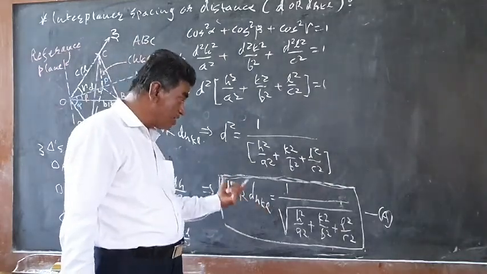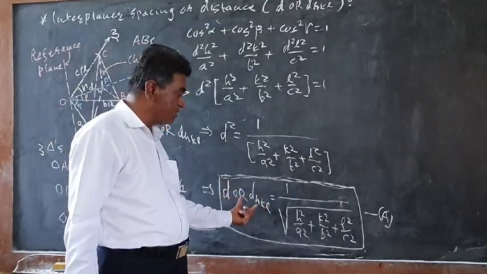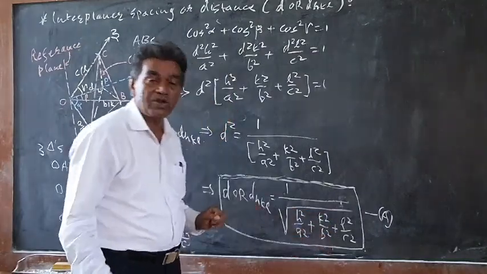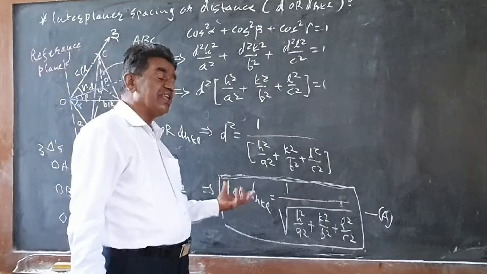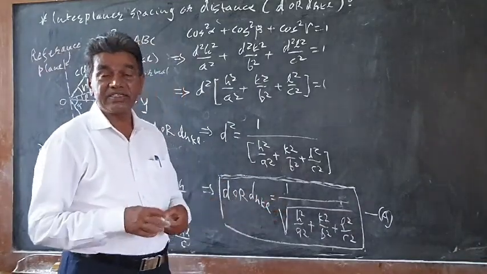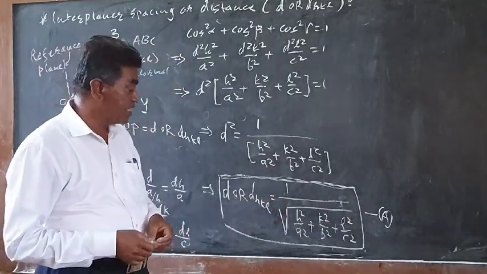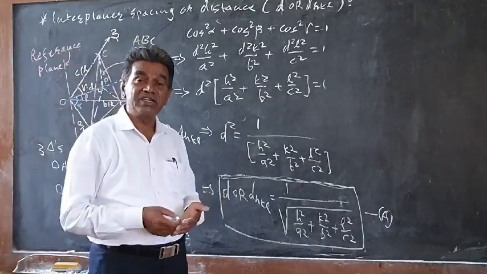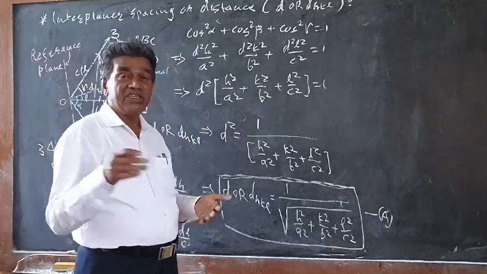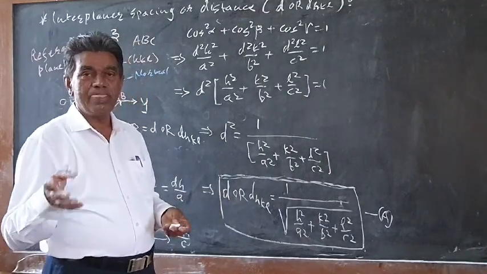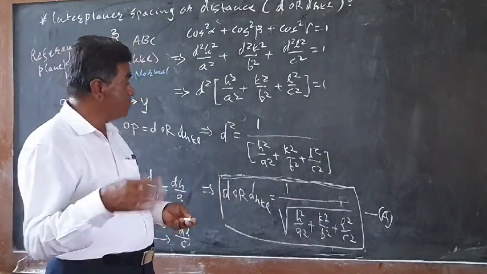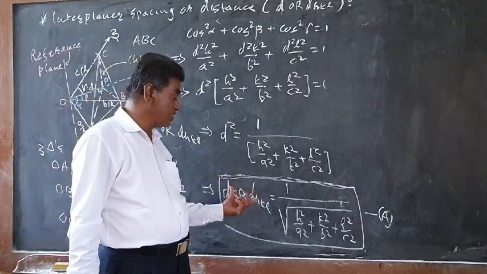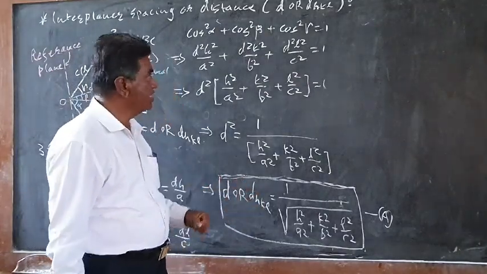This equation gives a relationship between interplanar spacing, Miller indices hkl, and the lattice parameters of the unit cell. And this relation is very important as far as the analysis of the crystal structure is concerned. In X-ray diffraction, there are three methods: the Laue method, the rotating crystal method, and the powder method. In these methods, for the analysis of the crystal structure, this equation is important.